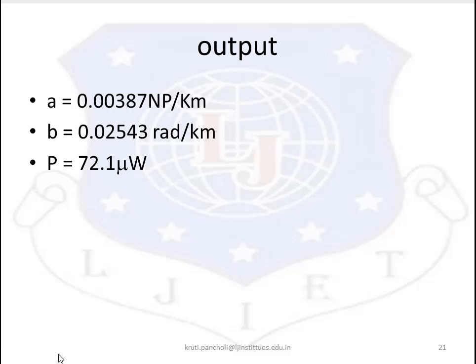This is the output of the example: A is equal to 0.0387 Neper per kilometer, B is equal to 0.02543 radian per kilometer, P is equal to 72.1 microwatt. You can consider these as an example as well as for practical purposes. This is how we can find it using MATLAB.